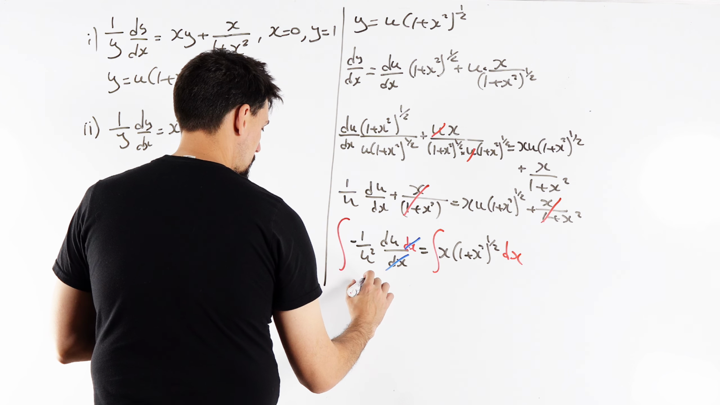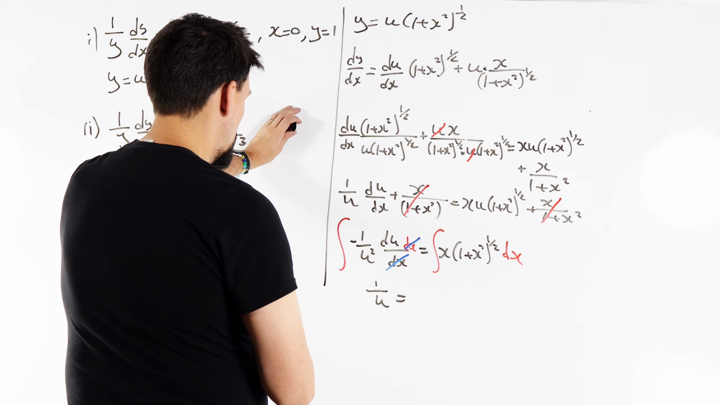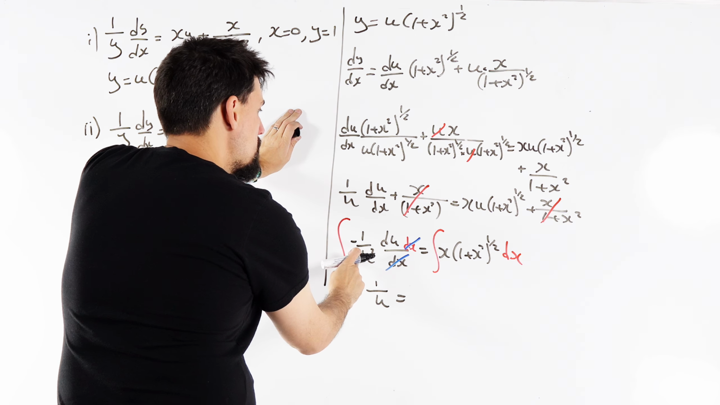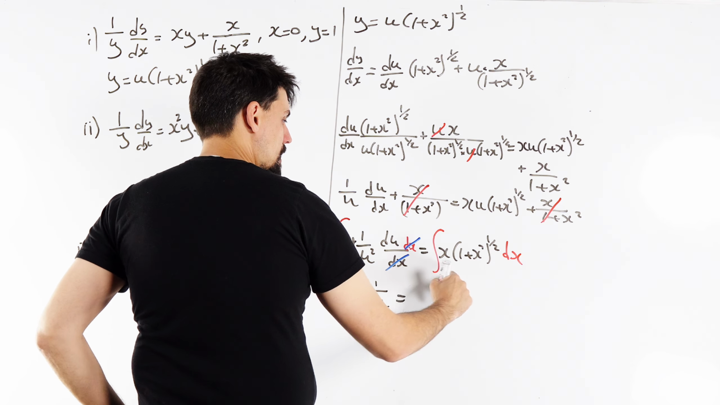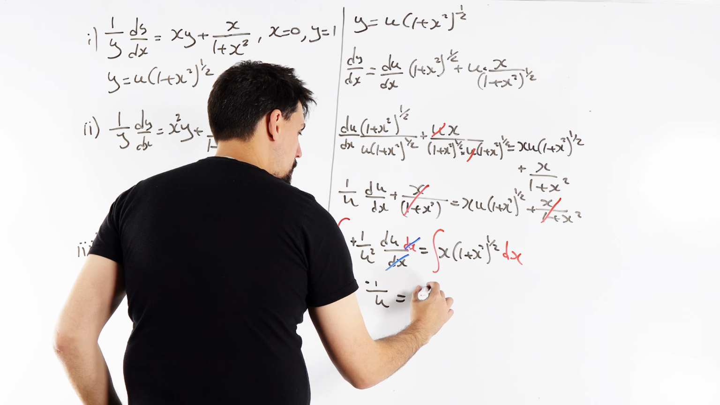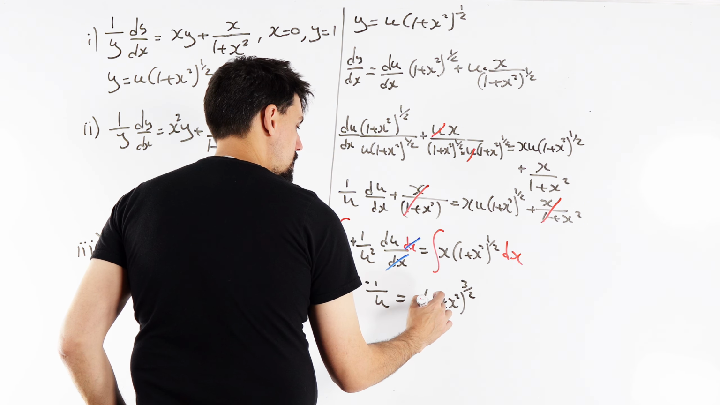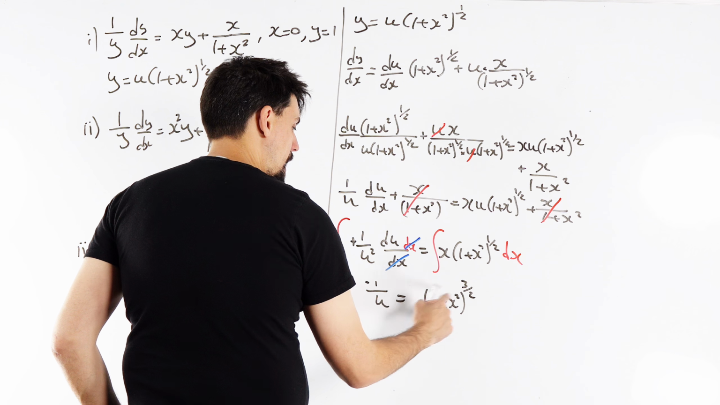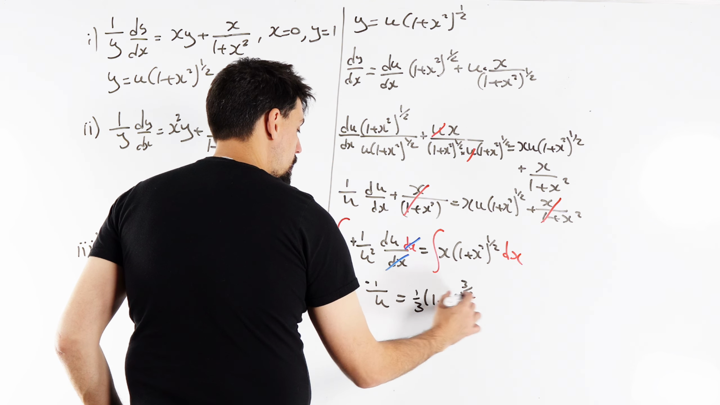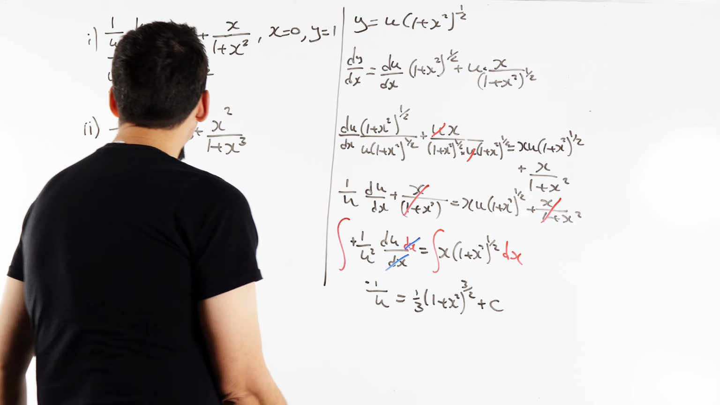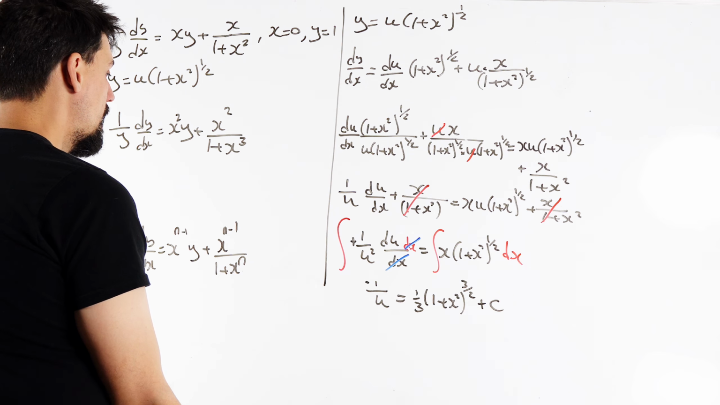So that is 1 over u is equal to. Why have I got a minus there? That's just a plus, so that's minus 1 over u is equal to, now this does integrate quite nicely. It becomes (1 plus x squared) to the 3 over 2. A 2x will pop out. We'll need to divide by 2/3, divide by 1/2, so 1/3 plus c. And then we can go from there.